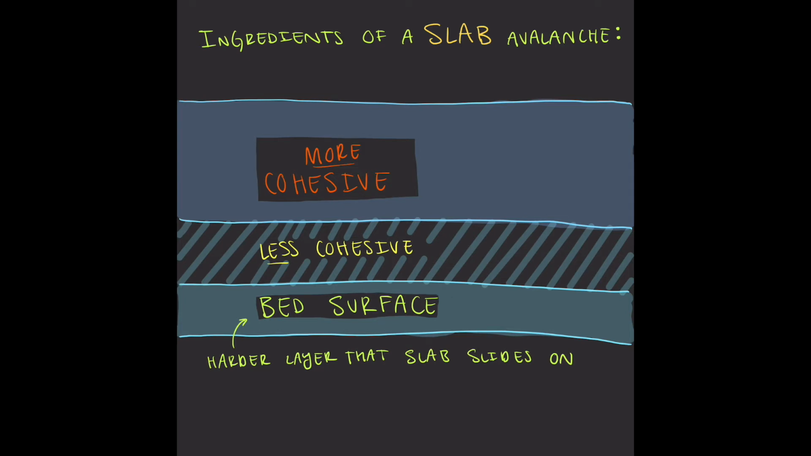Now, when we're using the language of more or less cohesive to describe snow, what we're really talking about is how well the individual grains within that snow are bonding with their neighbors. So, if snow feels firmer, it's probably more cohesive, and if it feels softer or more sugary, it's probably less cohesive. So, in this case, you can see this more cohesive layer of snow, which forms the slab, overlaying a less cohesive snow, which forms a weak layer.